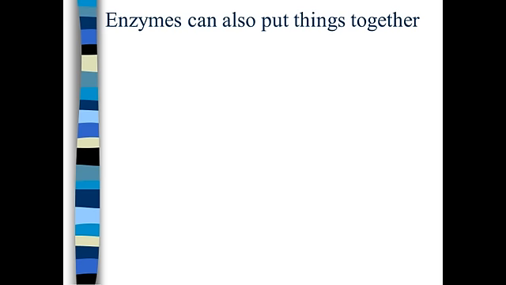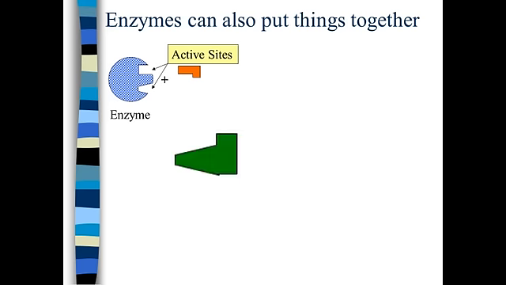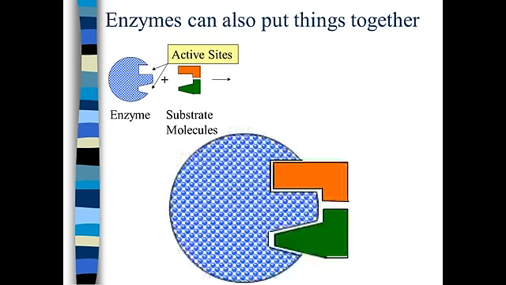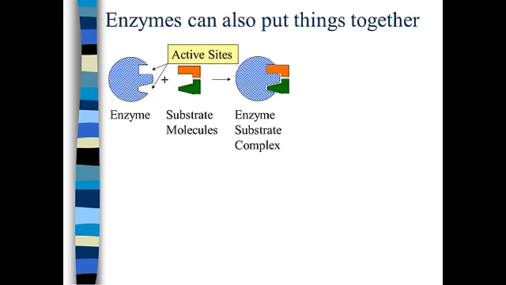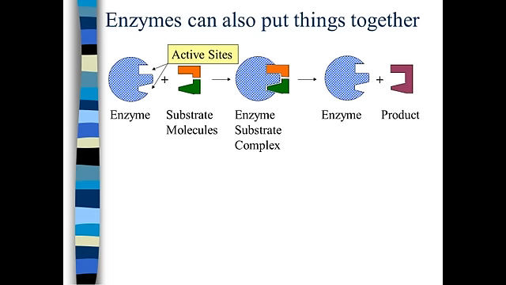But enzymes can also put things together. That's how most of our biological molecules got put together in the first place, by enzymes that can put things together. So here is an enzyme. In this case, the substrate molecules, there is an orange one and a green one, which are slightly different shapes, and they're going to fit into the two active sites on this particular enzyme. Once that happens, we will have what we call an enzyme substrate complex. The next thing that happens is our enzyme binds those two substrates together, and we have now our product, which looks like this, which is the purple thing shown on the right side of your screen.